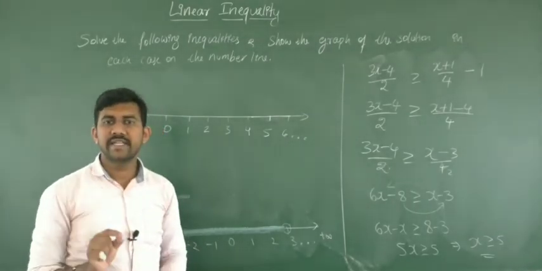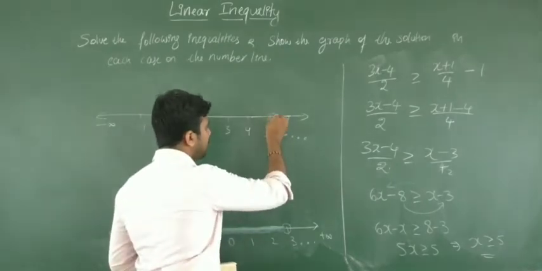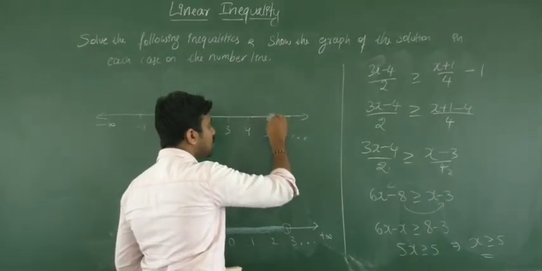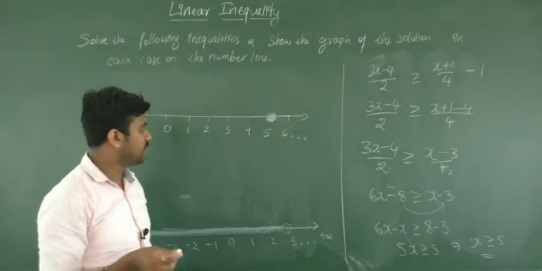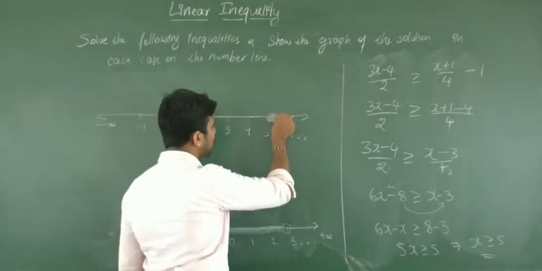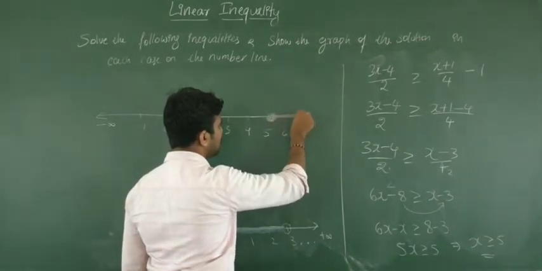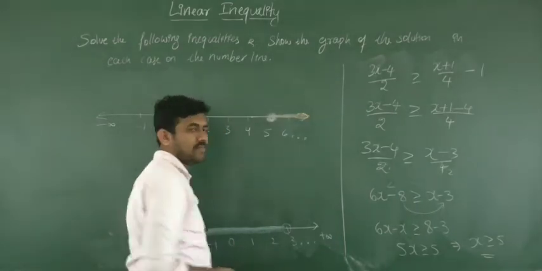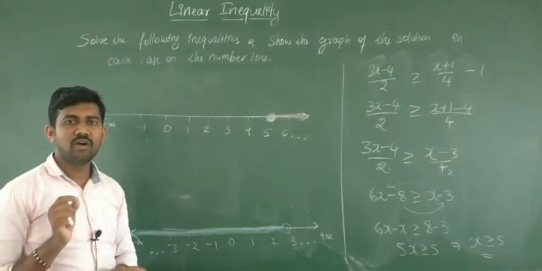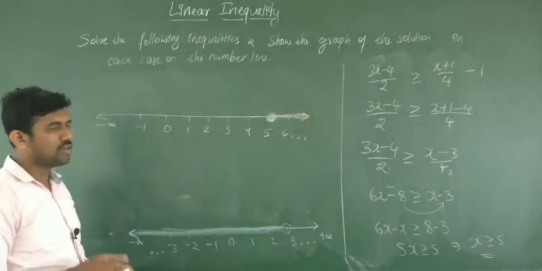Since x is greater than or equal to 5, on the point 5 we have to draw a filled circle, because x is equal to 5, and also x is greater than 5. So since x is greater than 5, draw the thick line on the right hand side of 5. Okay, right hand side of 5. Is it clear how to draw the solution of the given inequality on the number line? Okay, very important for 2 marks.